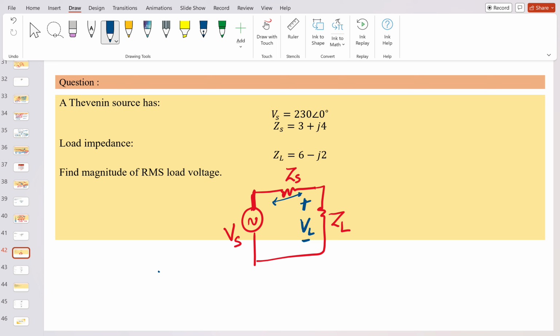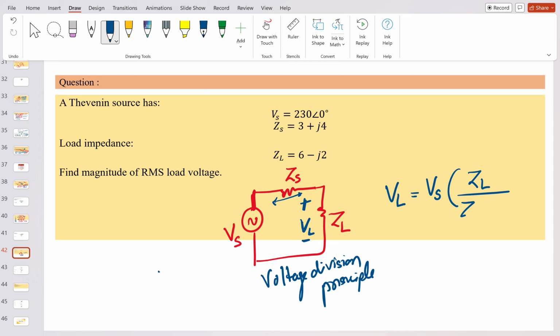So you just have to use the voltage division principle here. The voltage across the load is simply Vs times ZL divided by ZL plus Zs. Vs is already given, 230. ZL is already given, that is 6 minus j2. ZL plus Zs, when you add, is 9 plus j2.